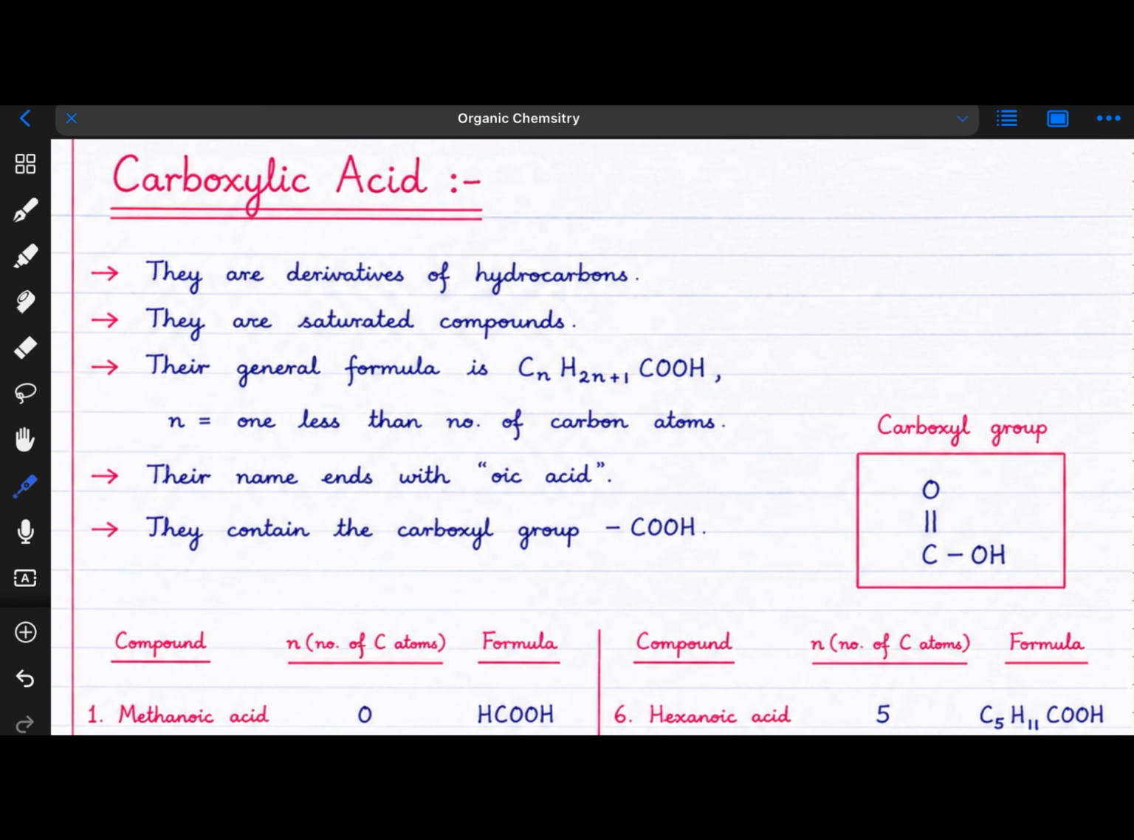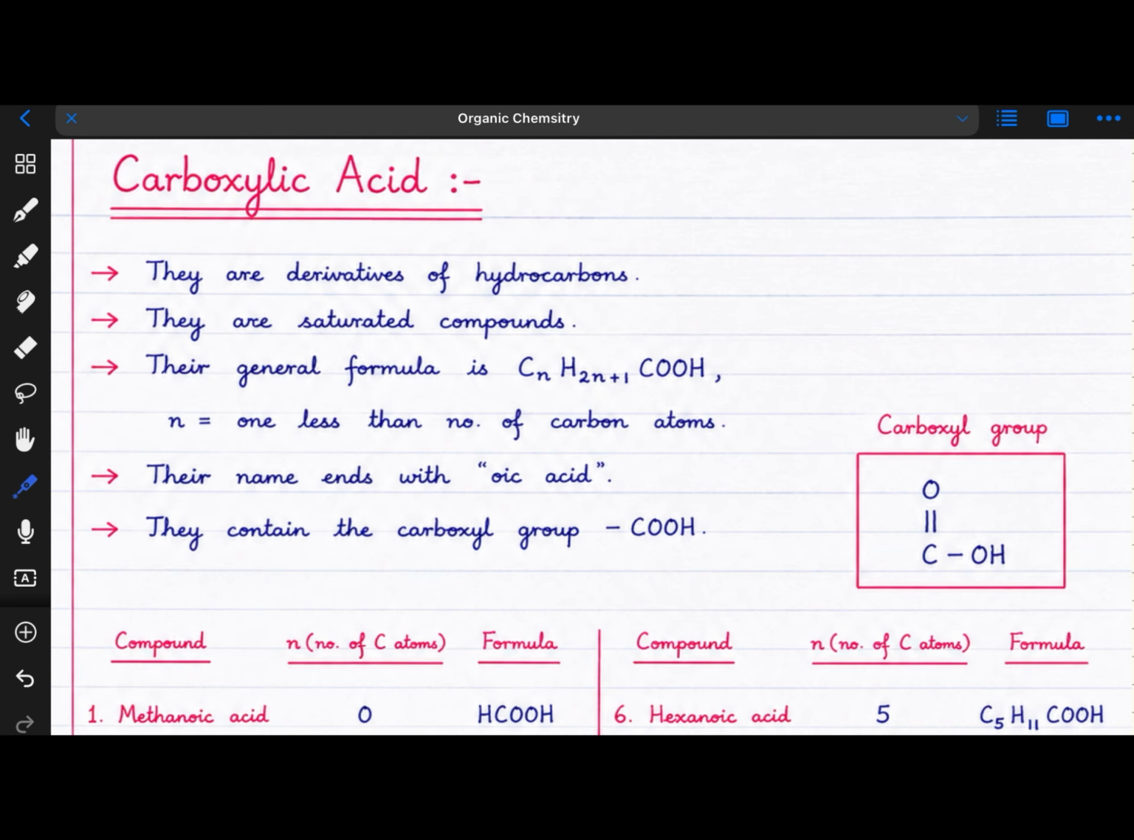And in the displayed form, it's written like this, where C is double bonded with O and single bonded with OH. Now, one thing you must remember is that n usually represents the total number of carbon atoms. But in carboxylic acids, we always take n as one less. Why? Because one carbon atom is already present in the COOH functional group. Let's take an example of methanoic acid, where only one carbon atom is present. But that carbon atom is already inside the COOH group, and therefore we replace that n with 0 in the general formula. And that's how the formula is satisfied.